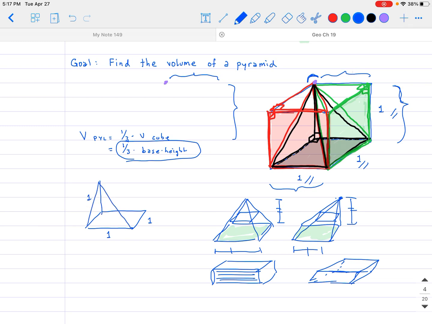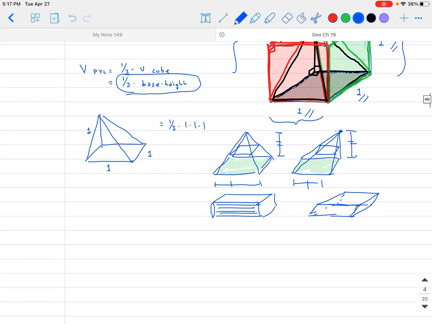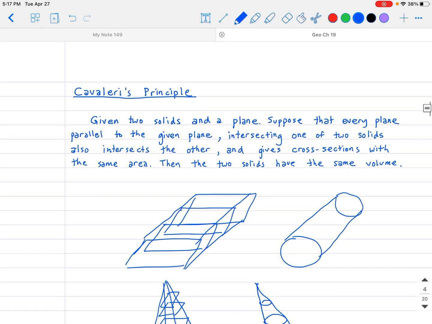So the volume of this cube right here is supposed to be equal to 1/3 multiplied by 1 times 1 times 1. And that's how we can find the volume then. Okay. All right.